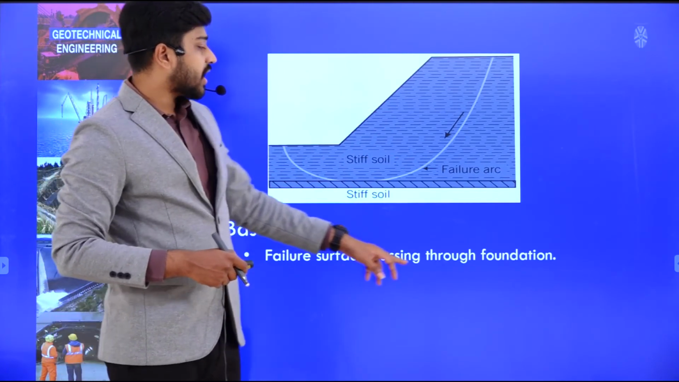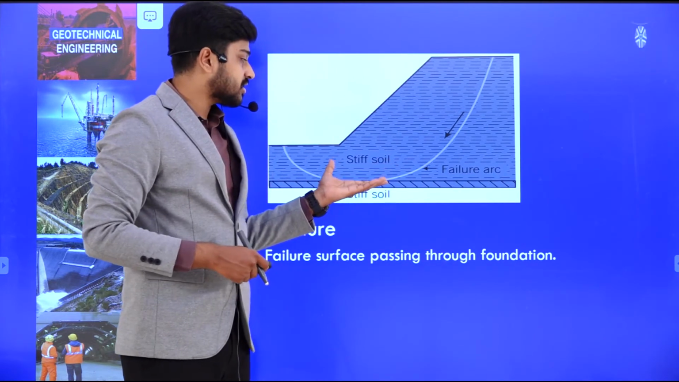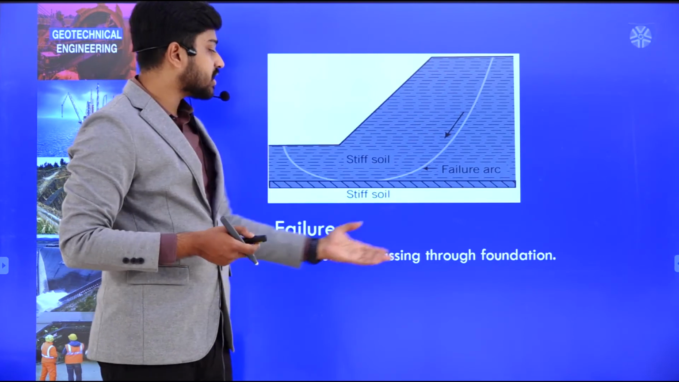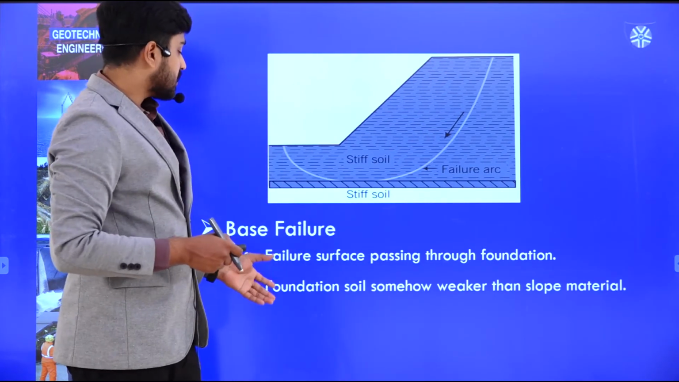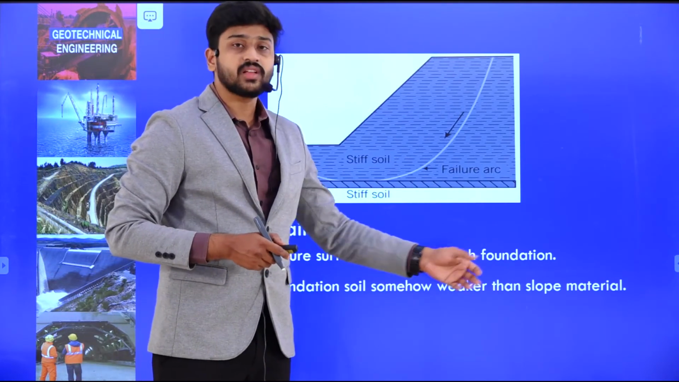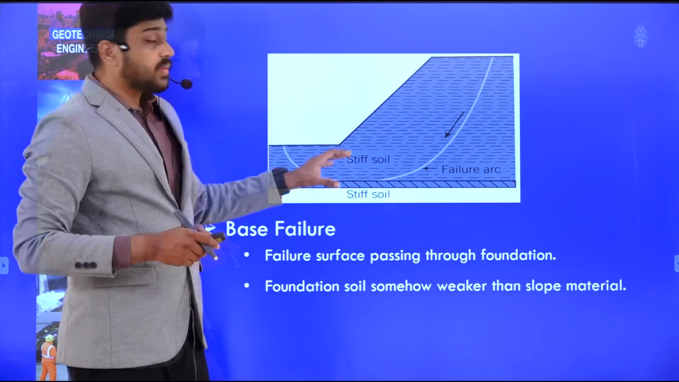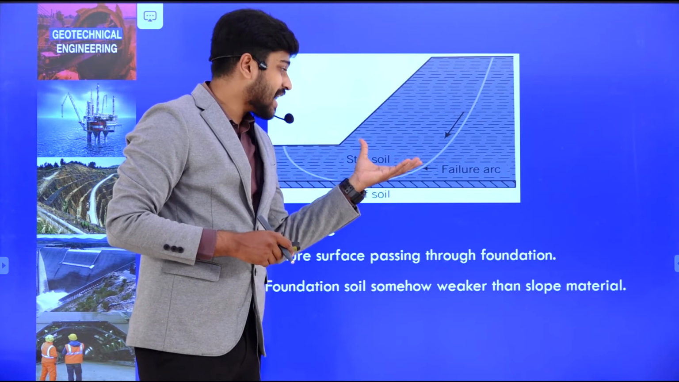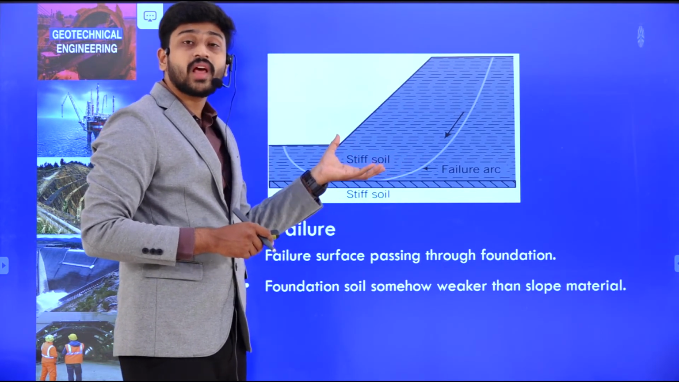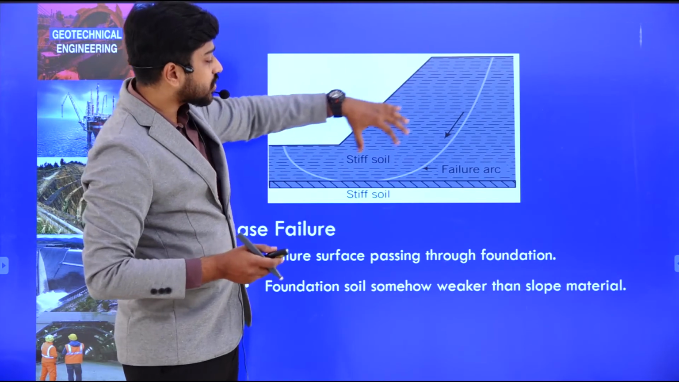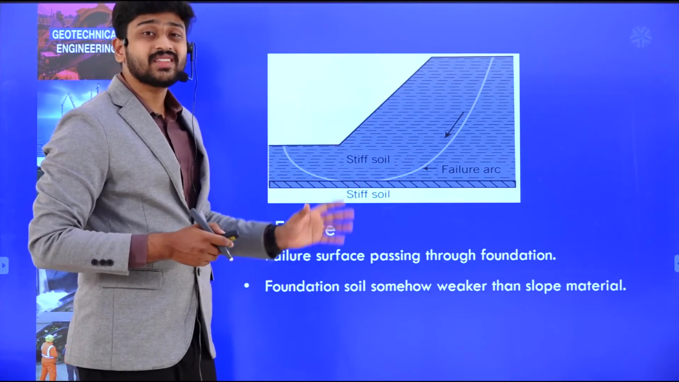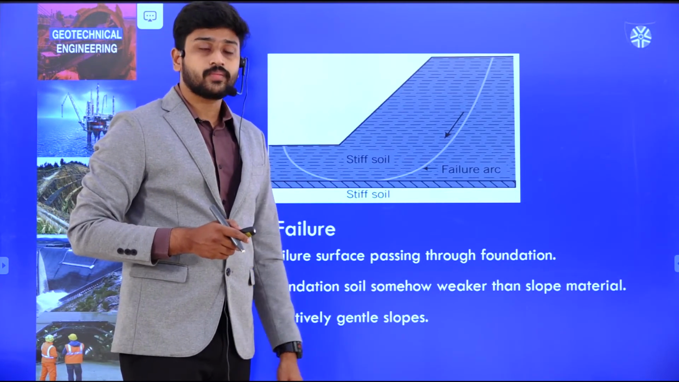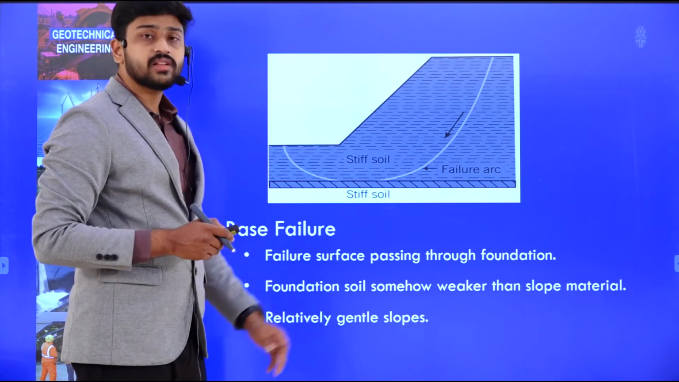The failure surface passes through the foundation. As I have stated, it is a stiff soil which is giving resistance to this particular soil mass. In general, foundation soil is somehow weaker than the slope material. So when this occurs, if the foundation soil that is present is weaker, what will happen? There will be some instability and this soil may slide down. Such type of failure occurs in such cases. This occurs in relatively gentle slopes.